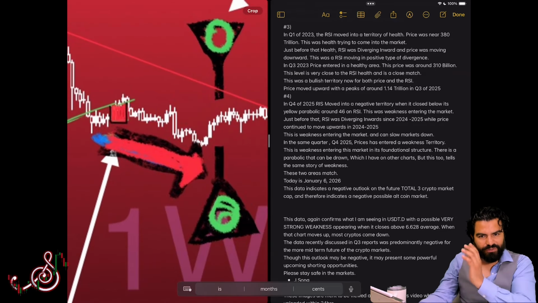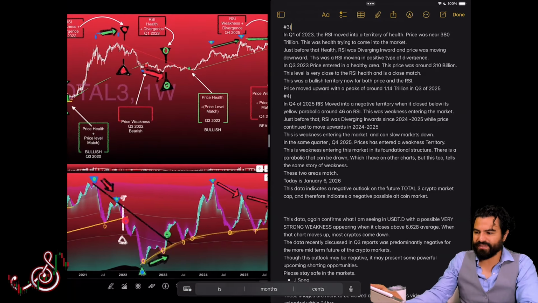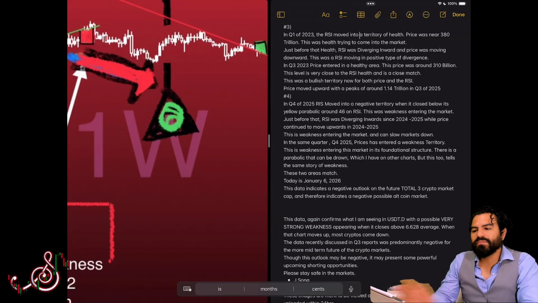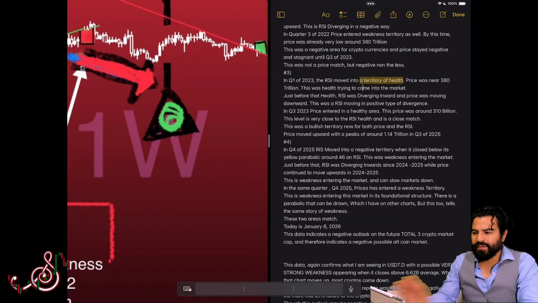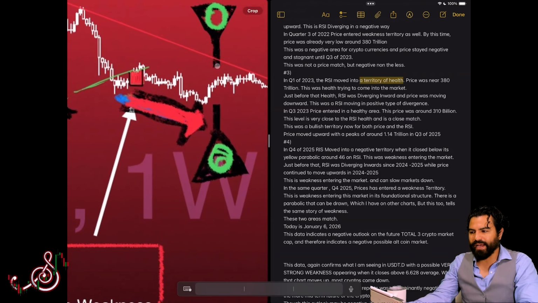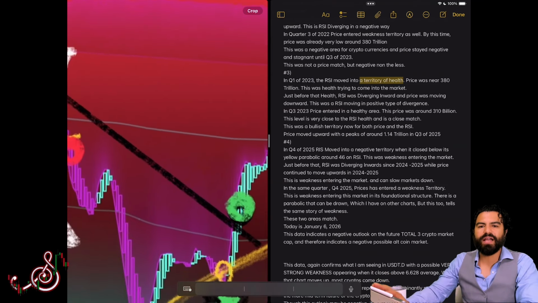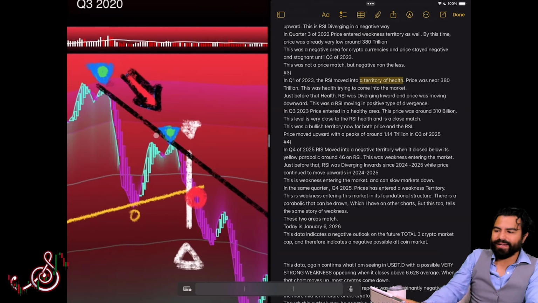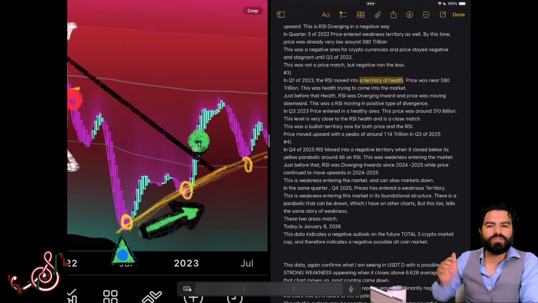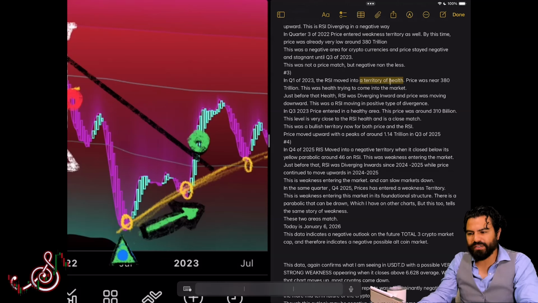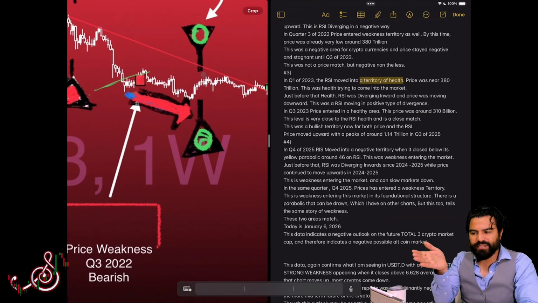So there's a reason I'm showing you all of this, so you can make sense of this, okay? In Q1 of 2023, RSI moved into territory of health. Price was near $380. So in Q3, right around this time, price moved into health. Now, how do we know we're in health? We're checking the foundational areas. It's here, and we draw that line, and price crosses over those times right about right here. All right, so that's good. RSI moves into health. Price at the time was near 380 trillion, so that's about where it is.